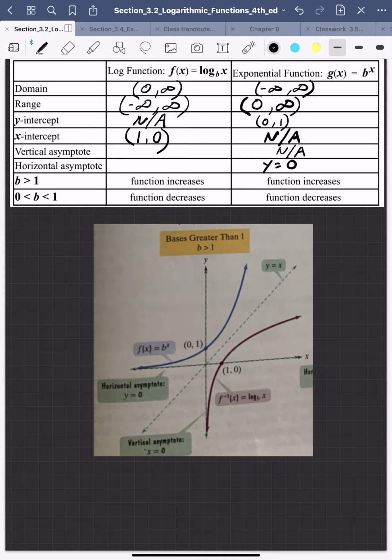There are no horizontal asymptotes with log functions. You don't see these. This just goes on forever in both directions, so you're not going to worry about a horizontal asymptote. But there is a vertical asymptote right here at the y-axis. It's never going to cross it. So the vertical asymptote is at x equals 0.